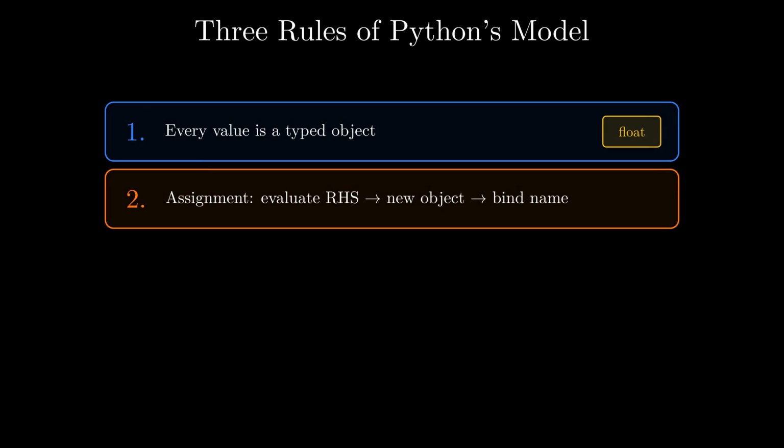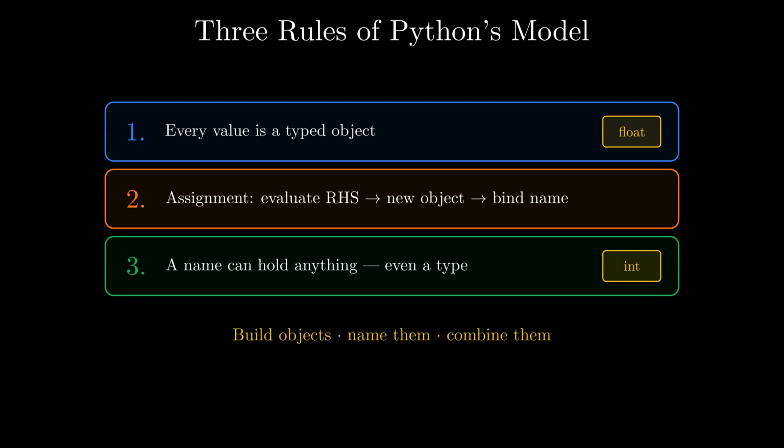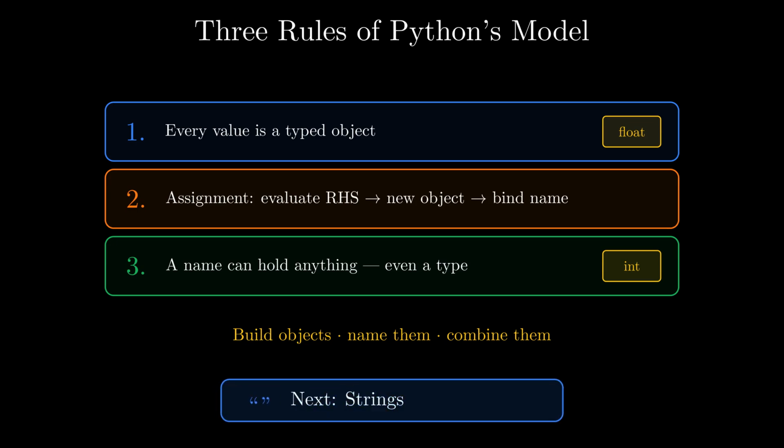Assignment binds a name to an object. Evaluate the right side first. Create a new object, attach the name. And the name can hold anything, even a type. With this mental model, every line of Python reads the same way. Build objects, name them, combine them. Next, we apply these same rules to a new kind of object, the string.